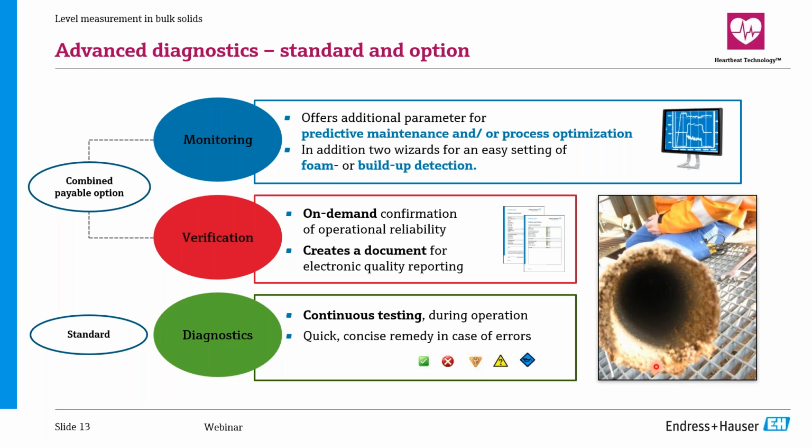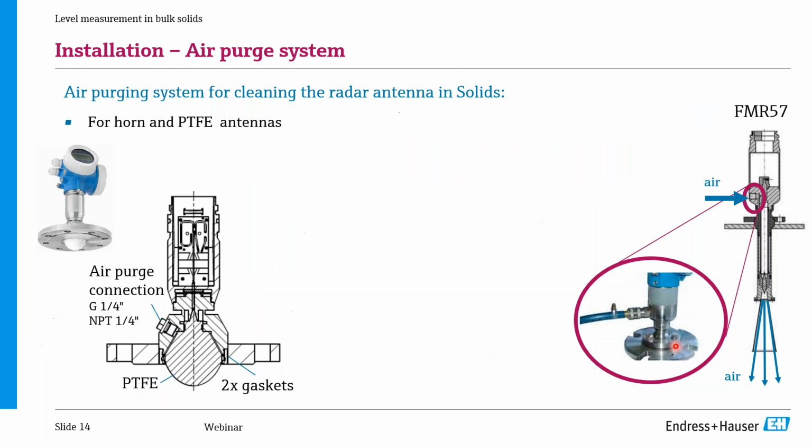So the instrument can send you the online information about the build-up you have in your antenna, so you can clean it before you get a failure message from your device. And since we're talking about cleaning and build-up, we also have what we call the airport systems that are available for horn and also for PTFE antennas.